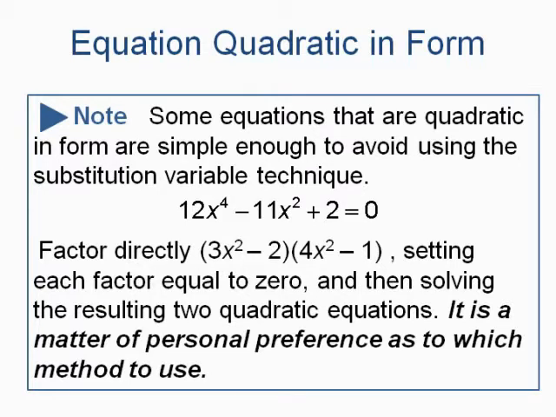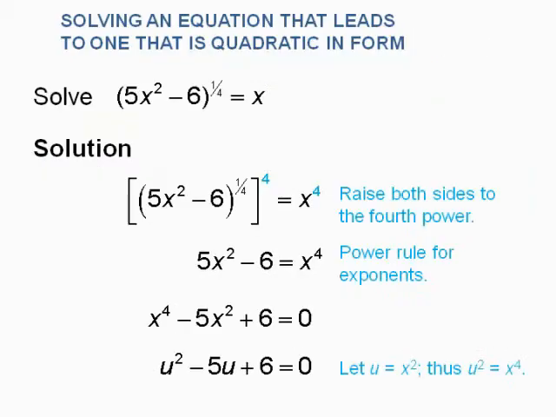Now note here, some equations that are quadratic in form are simple enough to avoid using the substitution variable technique. Now on this one, we could have factored this directly, setting each factor equal to 0 and solving the two resulting quadratic equations. It's a matter of personal preference which method to use. Now some of you may have seen you could factor this in the first place without using substitution. Now, I don't know if that's true on the other ones we did with those nasty fractional powers and negative powers and stuff, but if you can factor, by all means, it's not my way or the highway.